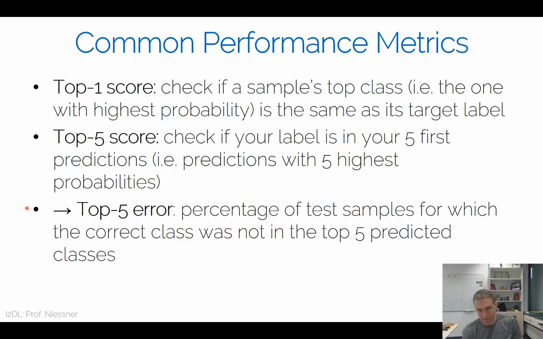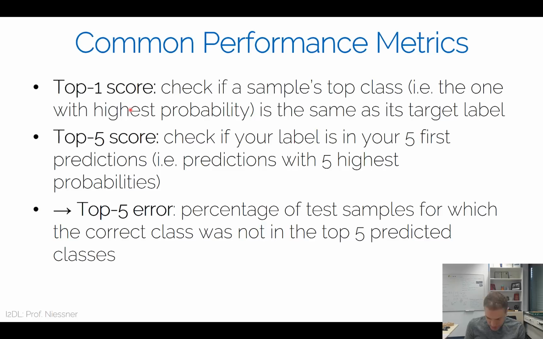Okay, and now when they're evaluating these methods, they have certain metrics. Typically what you get listed is either the top one score or the top five score, and let me explain what that is. Top one score means literally just check if the network prediction matches whatever the annotation was, right? So check if a sample's top class is the same as the target label. The one with the highest probability, does it match? So basically, does the classifier predict the right thing?